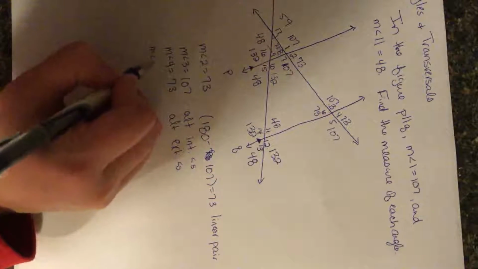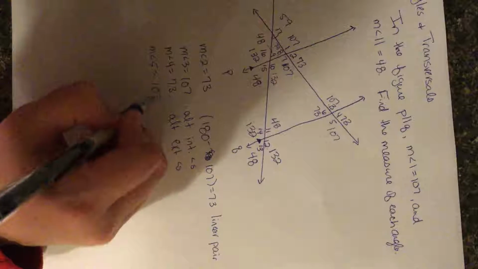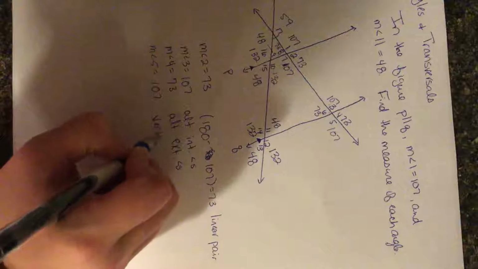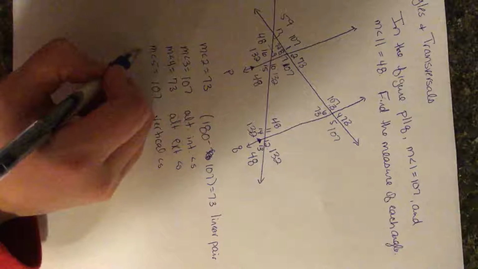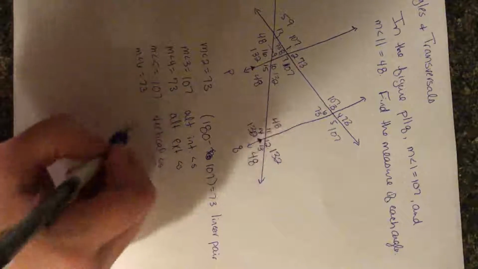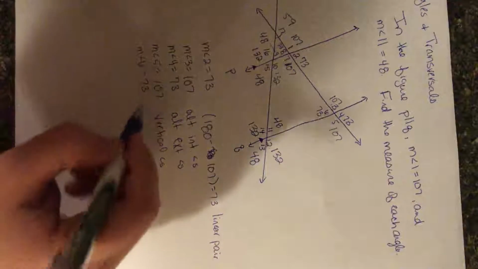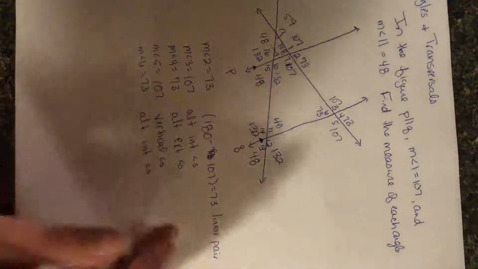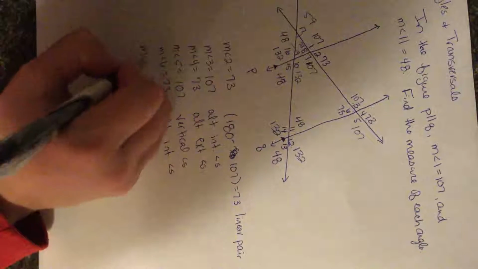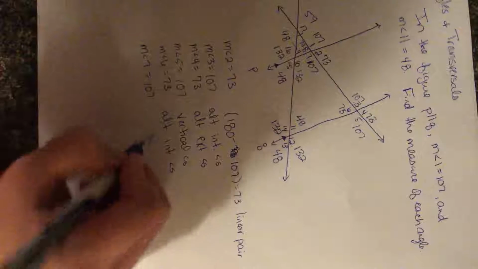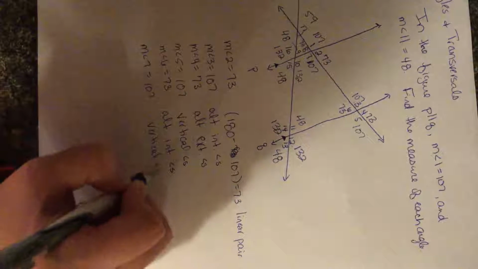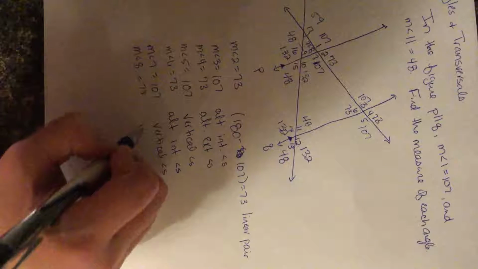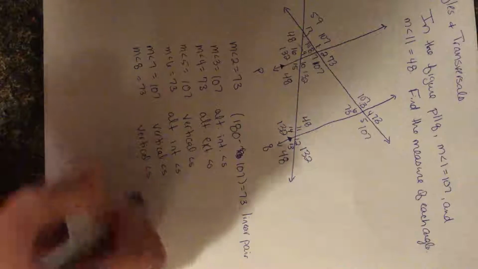The measure of angle 5 is 107. You can use vertical angles or alternate exterior angles or whatever you choose. Measure of angle 6 is 73. Again, you can use vertical angles or alternate interior angles, so I'm just going to pick one. So on your homework, you can pick what rule you want to use. Measure of angle 7 is 107, if we use vertical angles. Measure of angle 8 is 73. Again, you can use vertical angles or linear pair, doesn't matter.